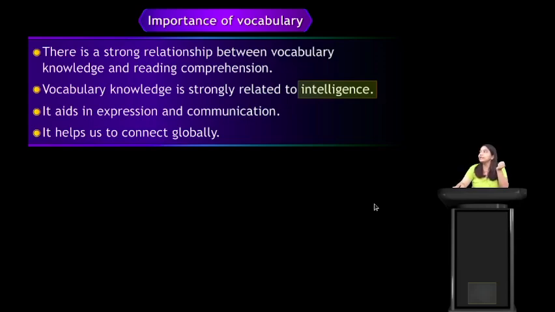Fourth, it helps us to connect globally. If our vocabulary is good, we can communicate with anyone in this world, anyone. That is why we need to improve our vocabulary.